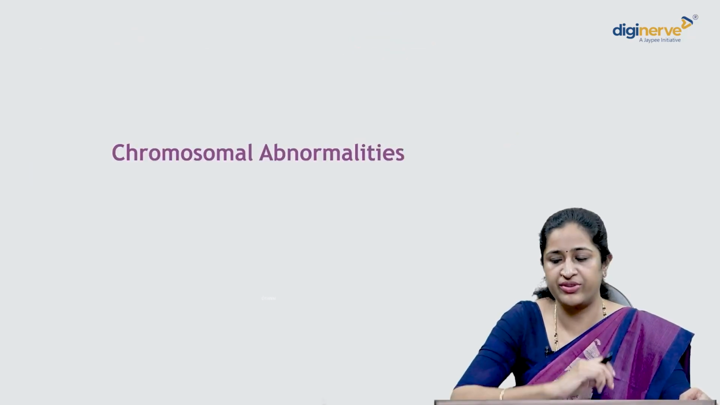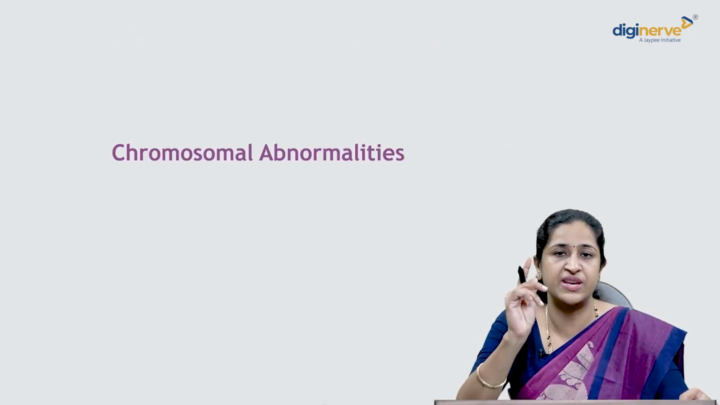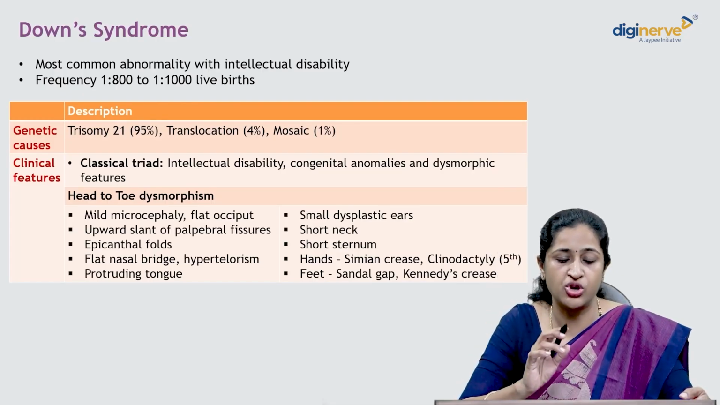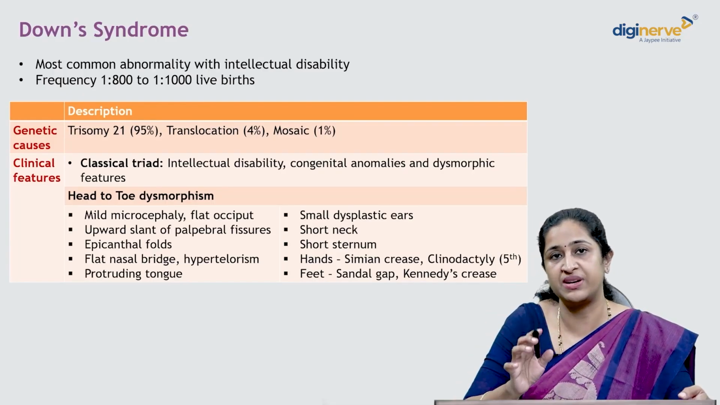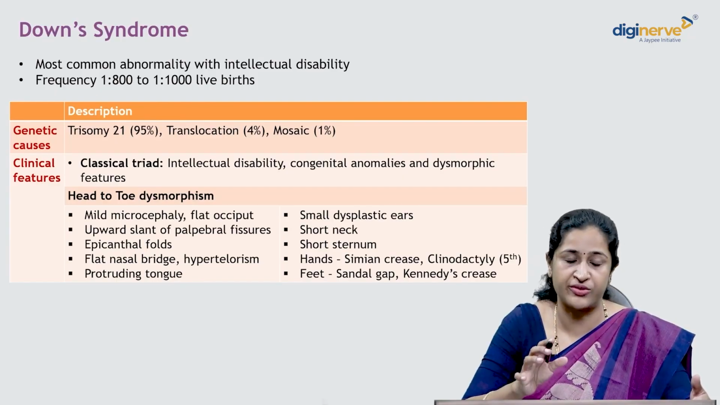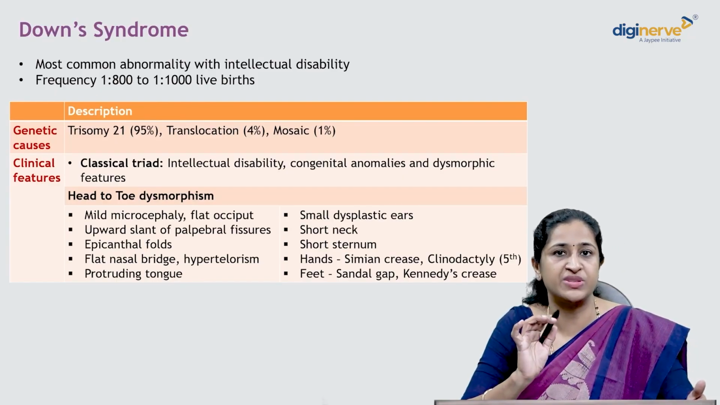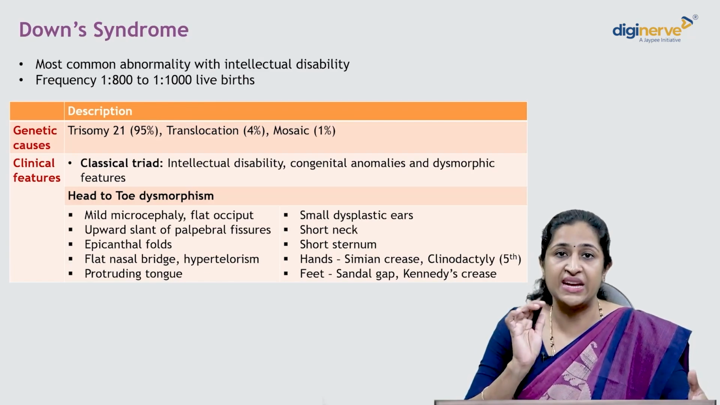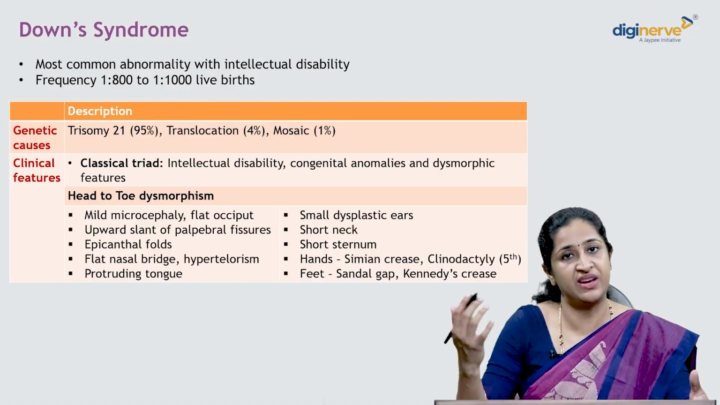Okay. Moving further, what are the chromosomal anomalies which are important? Let's focus on those. Coming to Down syndrome, the most common abnormality with intellectual disability among the chromosomal disorders is Down syndrome. The frequency of Down syndrome is 1 in 800 to 1 in 1000 live births, but this frequency varies and depends upon advancing maternal age.